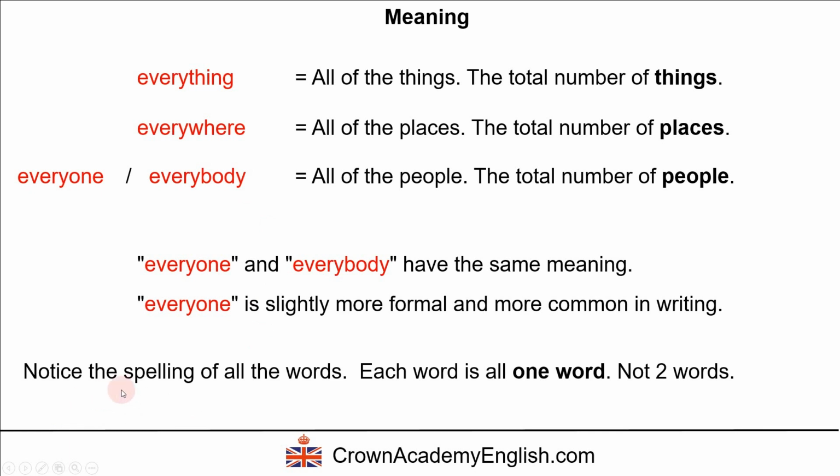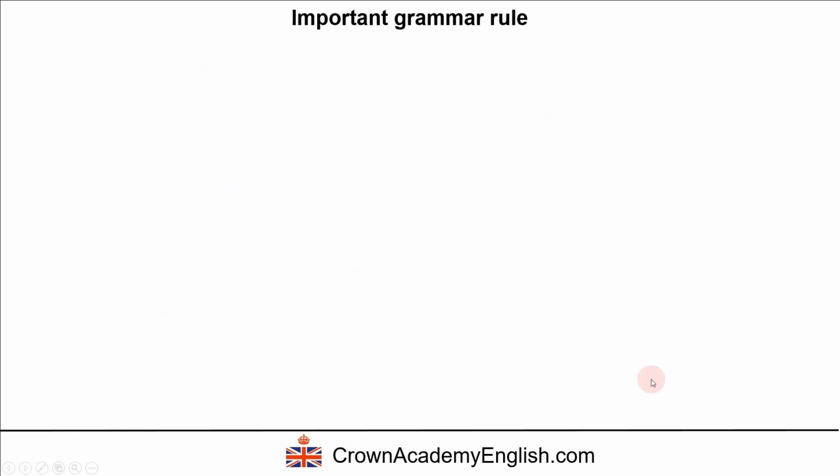Finally, notice the spelling of all of these words. Look at the spelling. It is one word. Each word is only one word. It's not 2 words. So everything, it's all one word. Everywhere, it's one word. Okay, that's very important. Now, let's look at a very important grammar rule before we come on to some examples. There's lots of examples later in the lesson for how to use these words, but it's important you understand this important grammar rule.